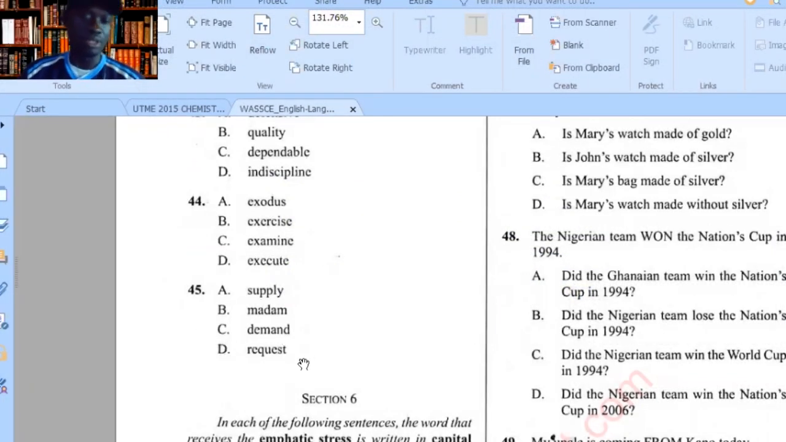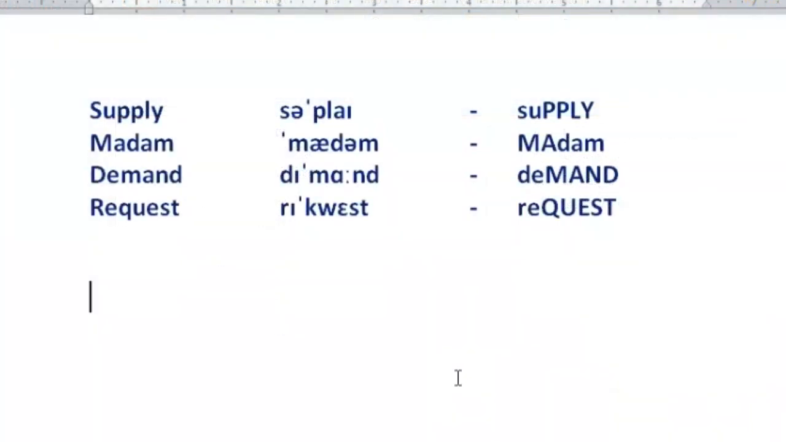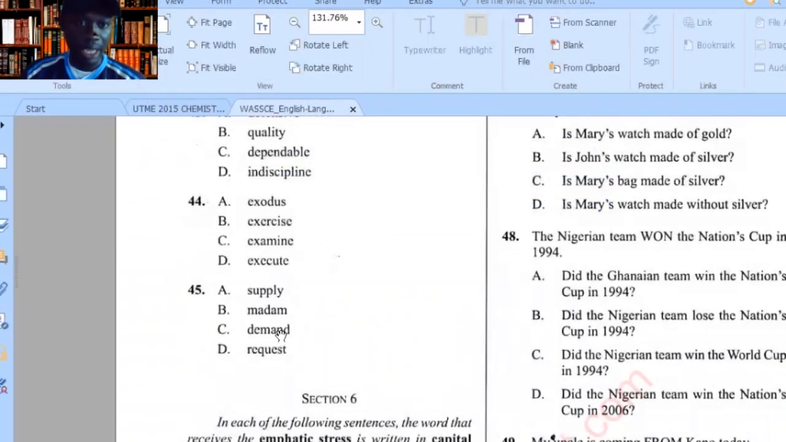The last question for stress pattern. Supply, madam, demand, request. For supply, the stress is on the second syllable. For madam, the stress is on the first syllable. For demand, the stress is on the second syllable. And for request, the stress is on the second syllable. So the correct option here is obviously madam, because the stress is on the first syllable, different from the others.